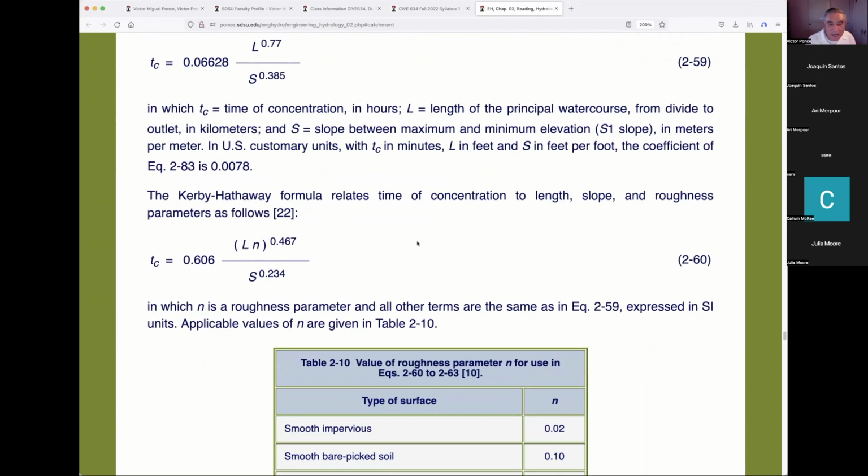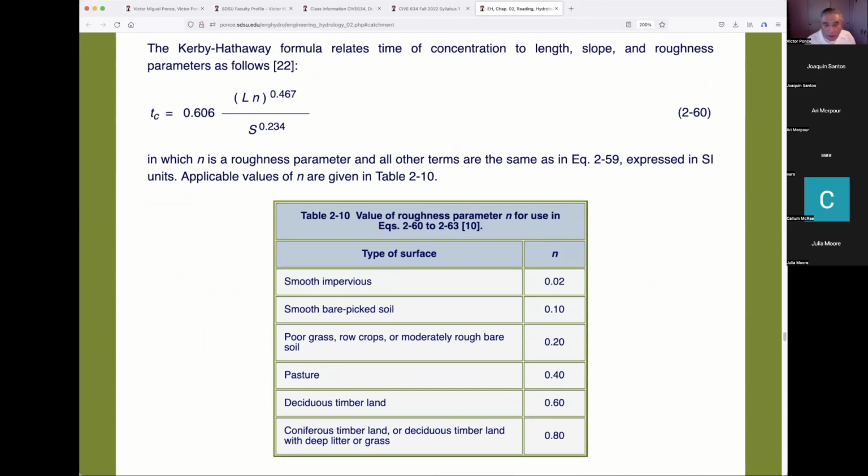That means that the Kirby-Hathaway formula has a roughness parameter, while the Kirpich does not. What are we talking about with this roughness parameter? It's an n. It looks like a Manning's n. Well, it is a Manning's n, but not for turbulent flow. It is for laminar flow, and that's why it is much higher. Laminar flow is slower, and therefore there's more friction, and therefore the n has to be higher.